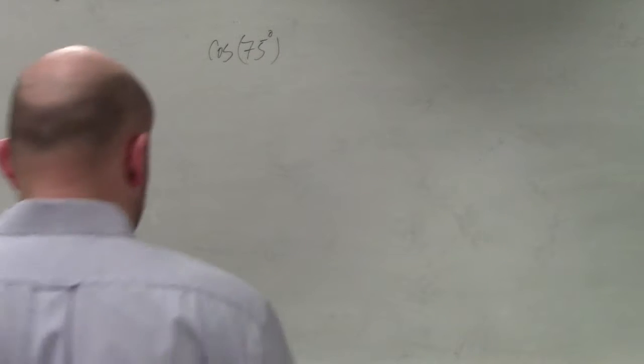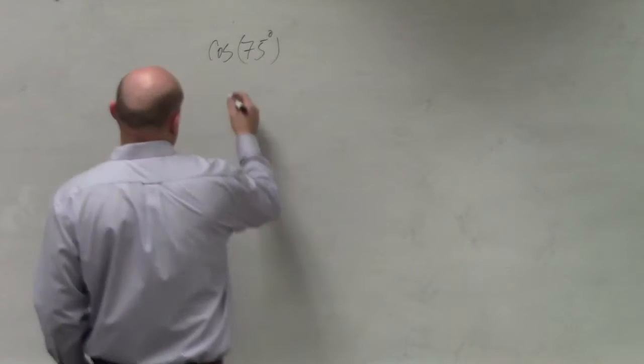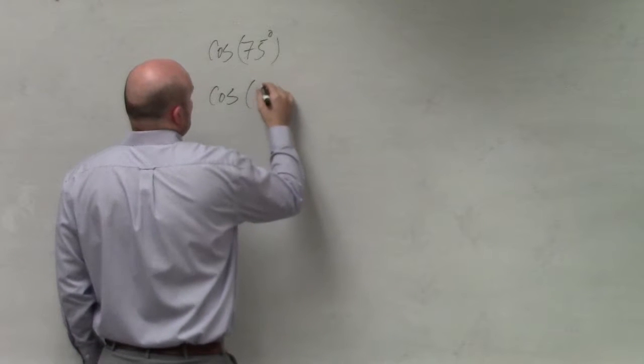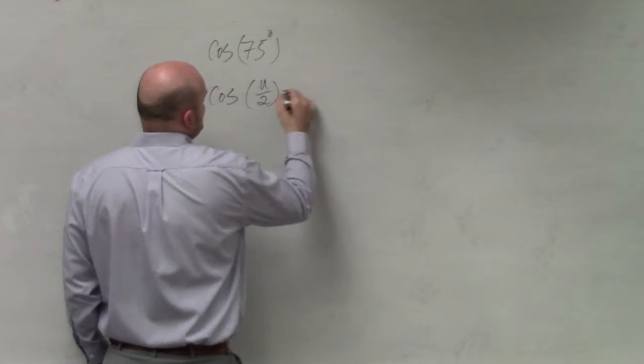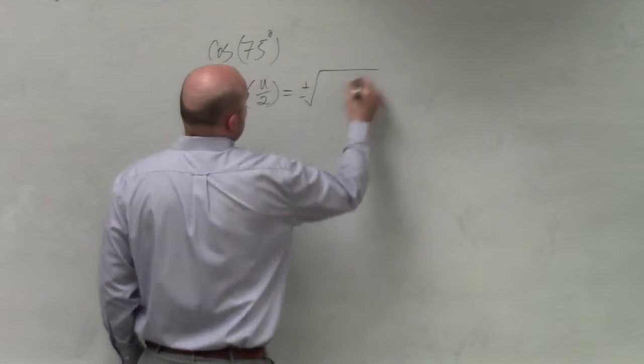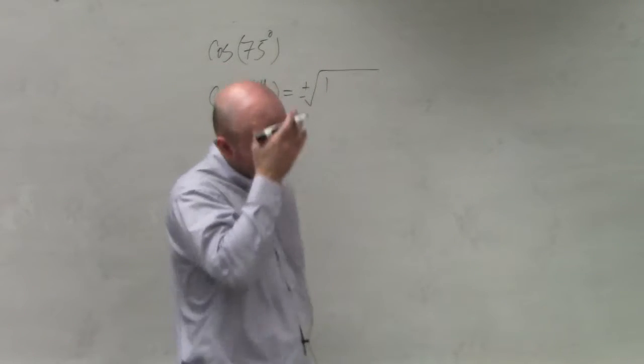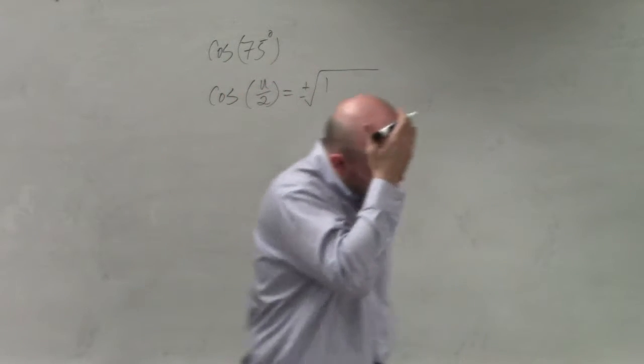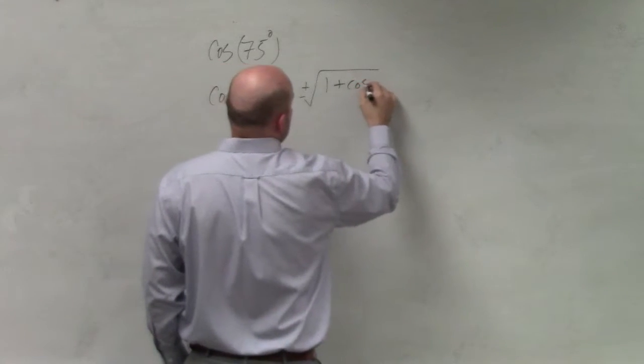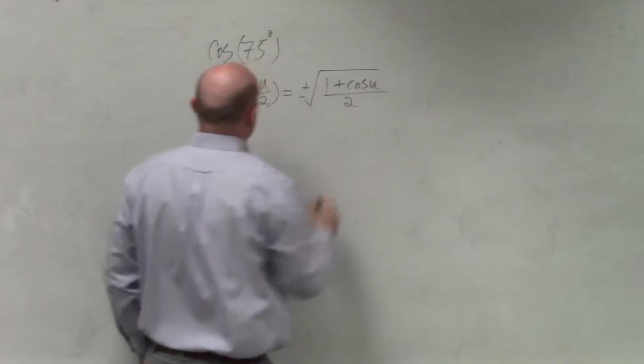If you guys remember, the half angle formula for this is cosine of u divided by 2 equals plus or minus the square root of 1. Cosine is plus, right? Or is it minus? I always forget. Cosine is plus. So 1 plus the cosine of u all over 2.